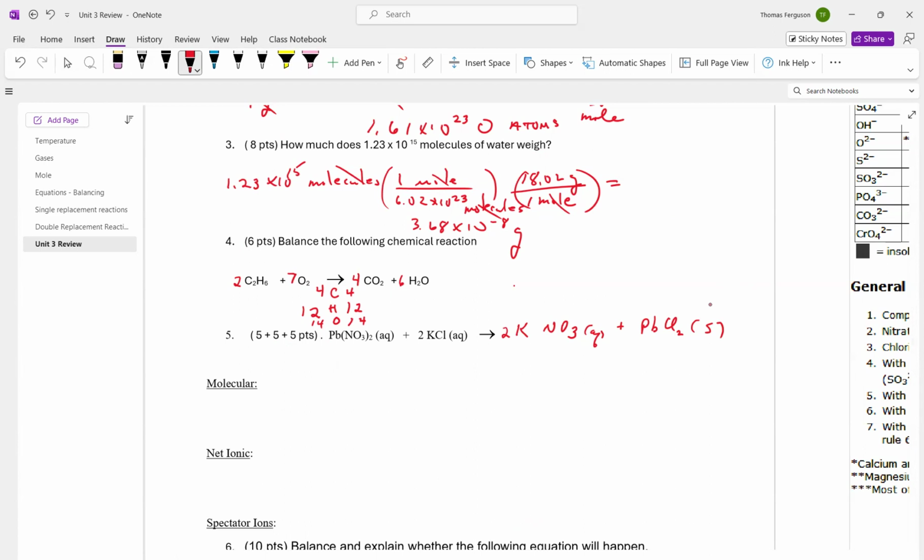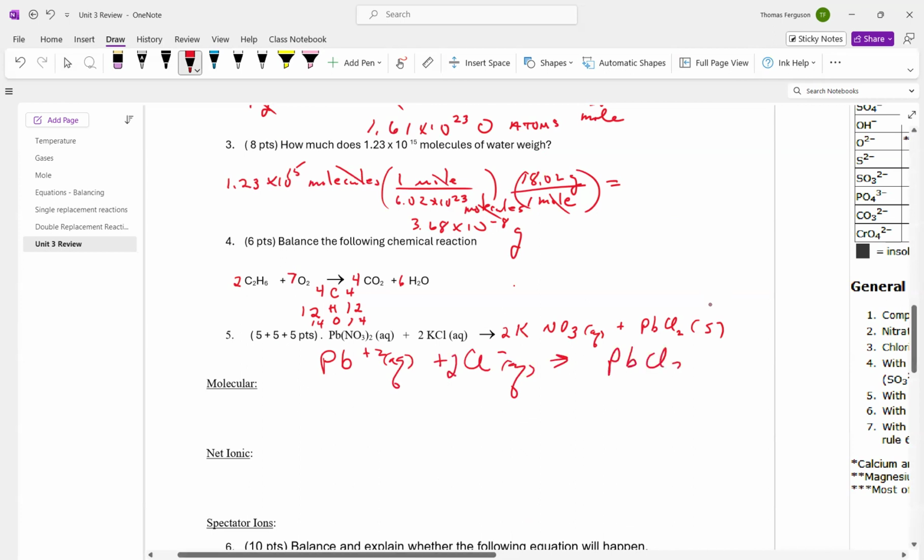It's not the total ionic. Remember, total ionic, we pull everything apart. This is the molecular equation. Okay, the net ionic. Did something happen? It did. We formed a solid. So that means we have a net ionic equation. That's the lead plus a chloride yields, so that's the net.